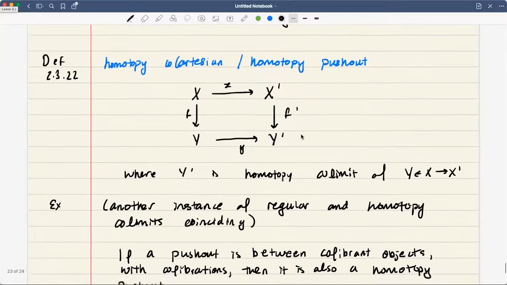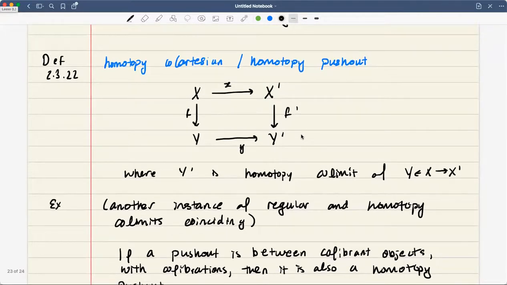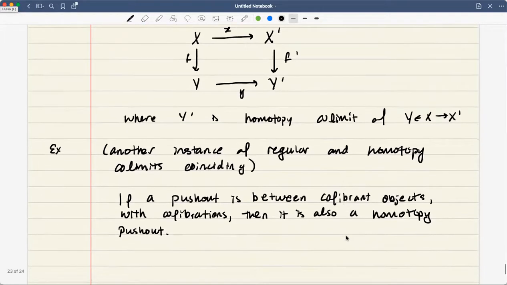A specific instance of these homotopy limits and colimits: again, I'm just talking about colimits, but you can dually define limits. Here we have homotopy pushouts, and the book calls them homotopy co-Cartesians, referring to the square as a whole. This is just saying Y prime is the homotopy colimit of this diagram. So it's like the homotopy pushout.